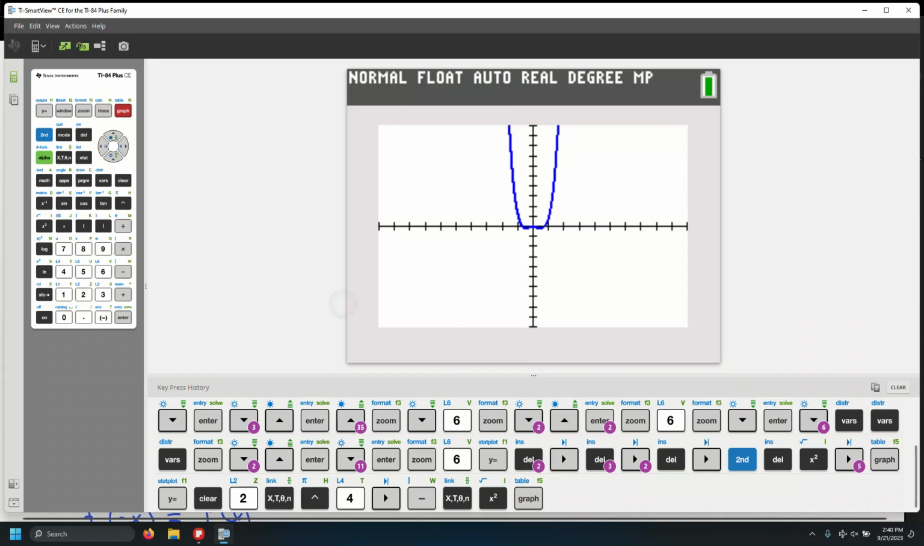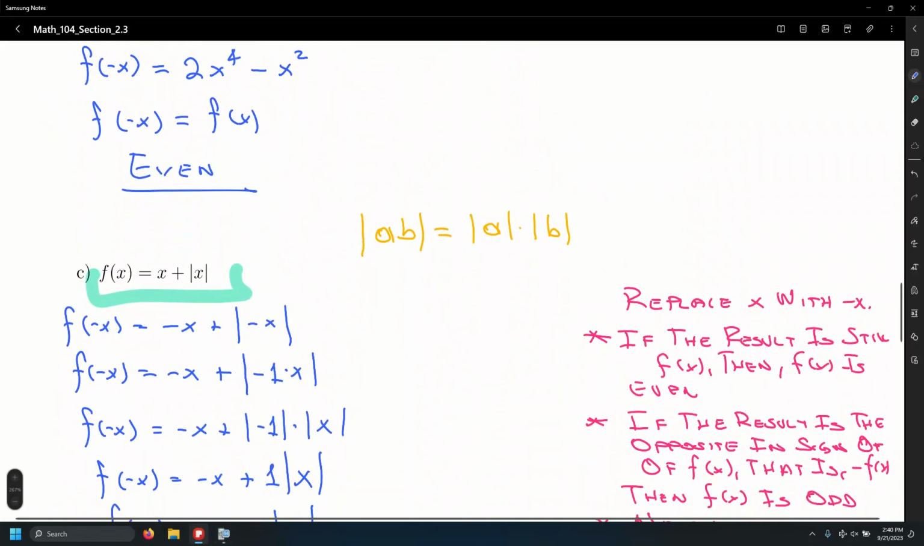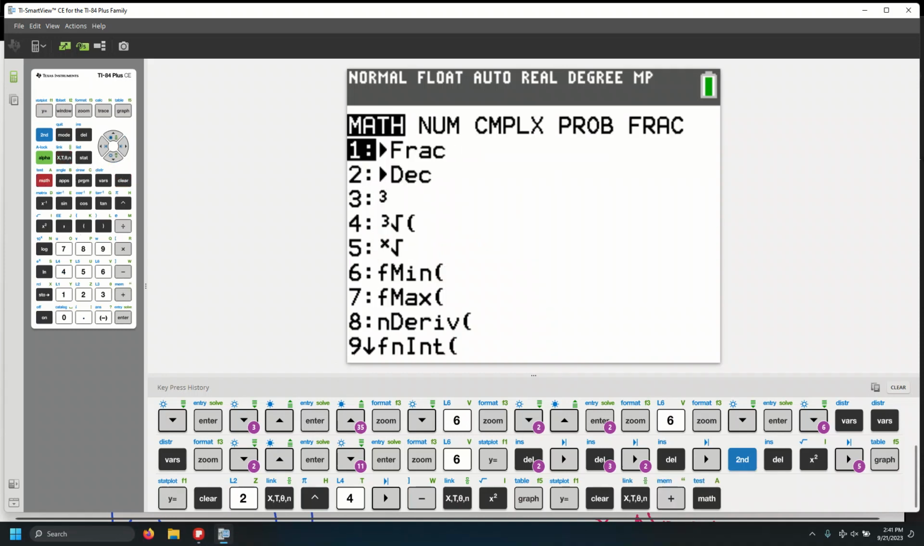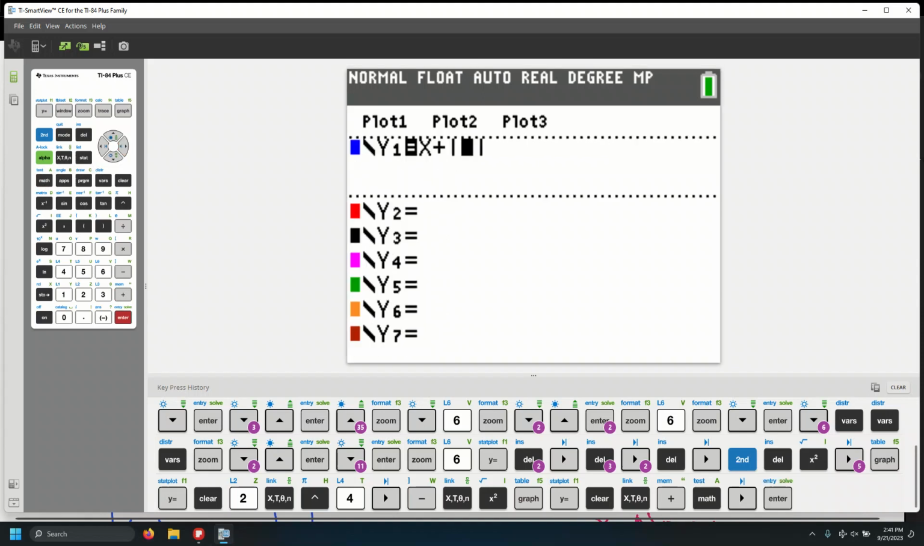And let's do the last one, that is y equals x plus the absolute value of x. Okay, let me clear the whole thing. x plus math. Let me go to num to get the absolute value. The good thing is this gets recorded, so when you get back to try and reach out these functions, you see how to get the absolute value. Click enter. That's going to give us the absolute value bars, and let me just do the x right here.